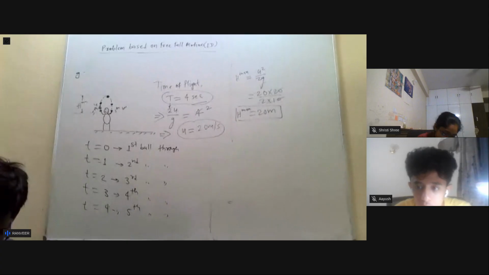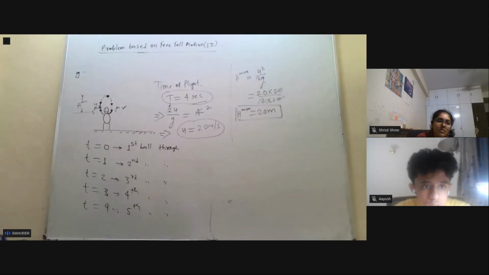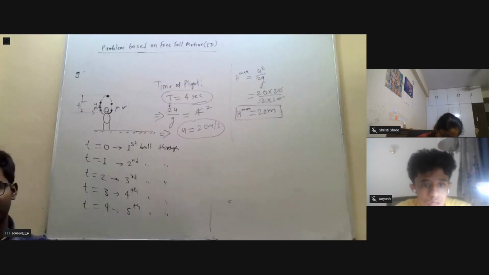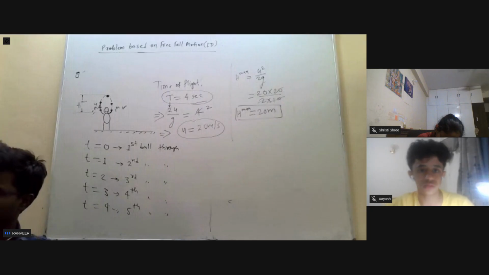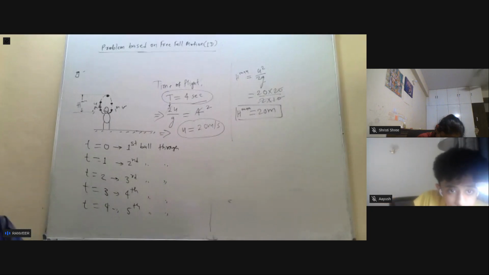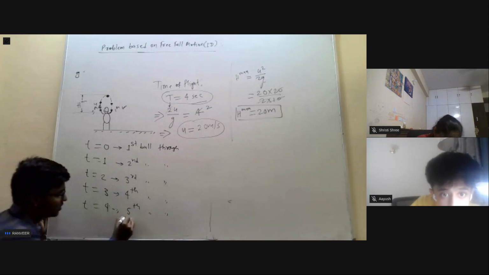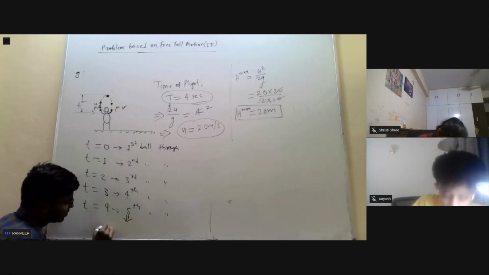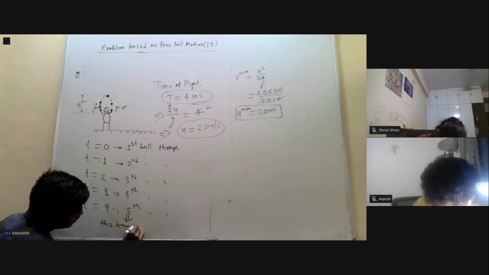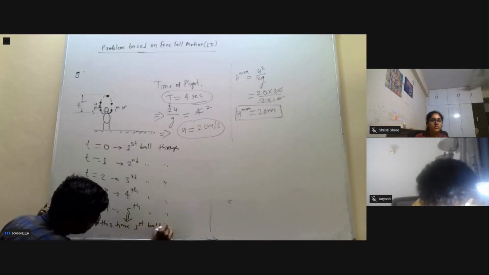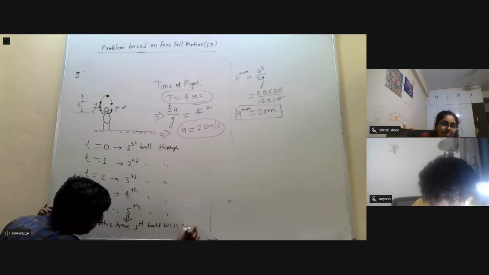So let's take on homework, the same juggling problem. So what you can say is, when the fifth ball is thrown, the first ball will be in another hand.